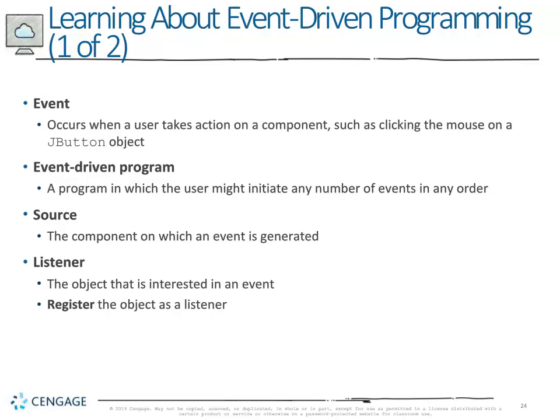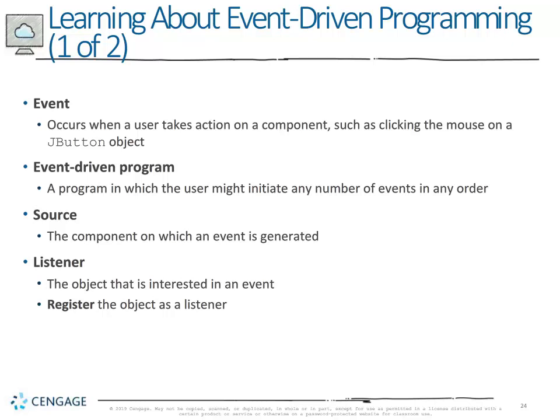An event occurs when the user takes action on a component, such as clicking the mouse on a JButton object. So this is an event-driven program. The user might initiate any number of events in any order. Within an event-driven program, a component on which an event is generated is the source of an event. An object that is interested in an event is a listener. So the source triggers an event or fires an event.